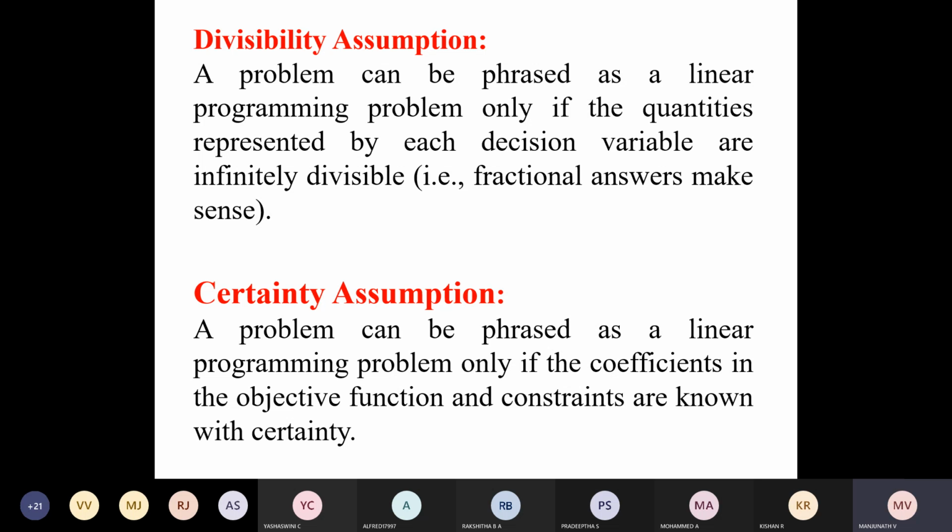You agree that x is a variable, right? Hello? X is a decision variable, right? Accepted? Say yes or no? Yes, sir. Yeah, it can be represented in percentage, it can be represented in the form of a fraction, it can also be represented in the form of a decimal. That's what the assumption is.